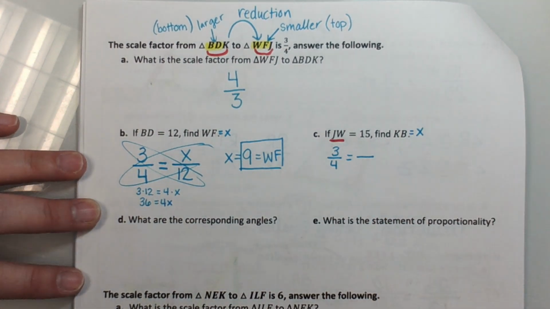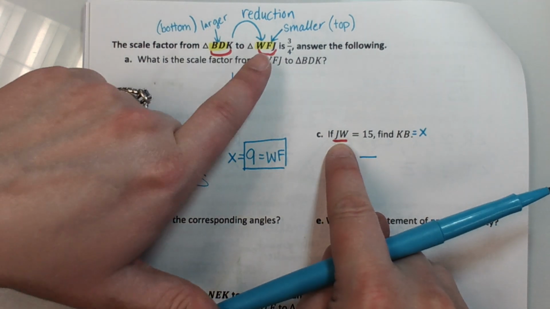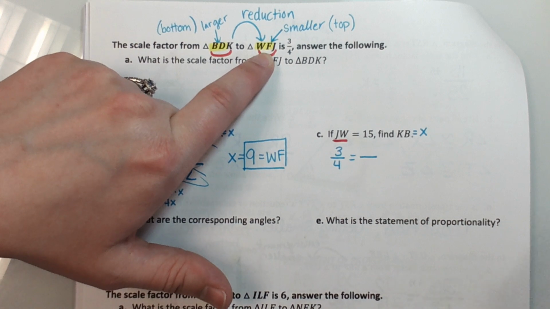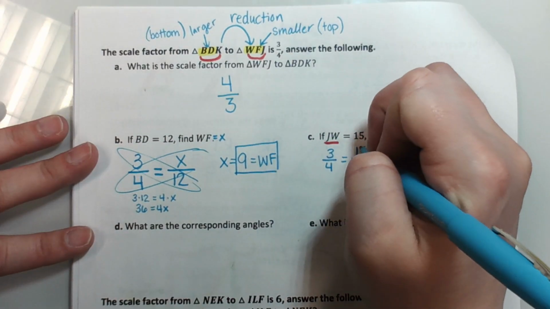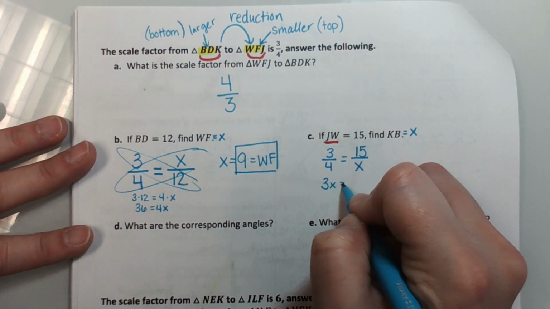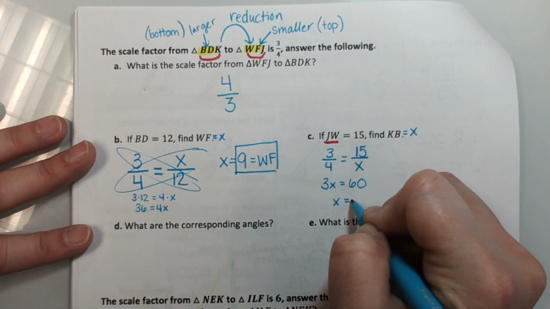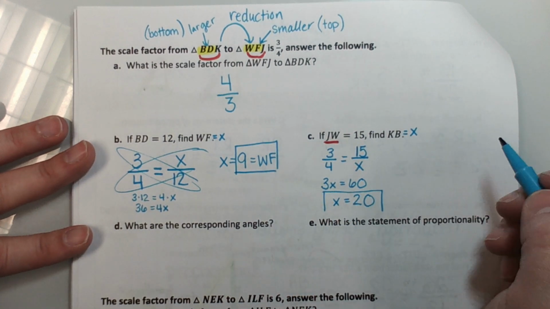KV is what we're solving for, so we're going to put a variable. Does JW go on top or on bottom? JW came from that shape, was on top. And you cross multiply to solve.